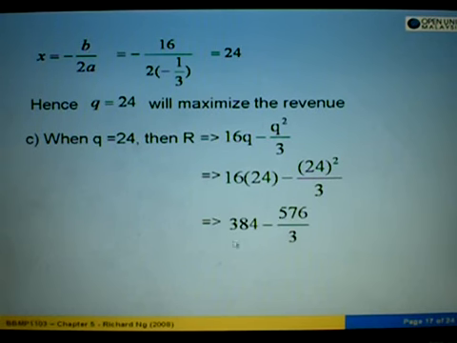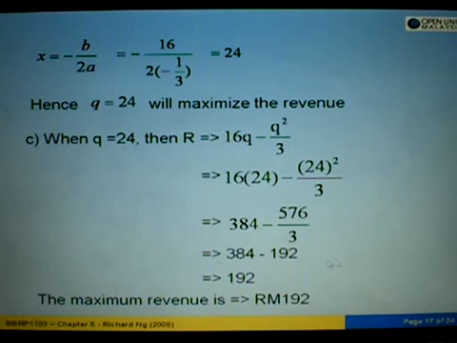16 times 24 is 384, minus 24 squared is 576 over 3. 576 divided by 3 is 192. Therefore 384 minus 192 will give us 192. Therefore the maximum revenue is 192 ringgit.